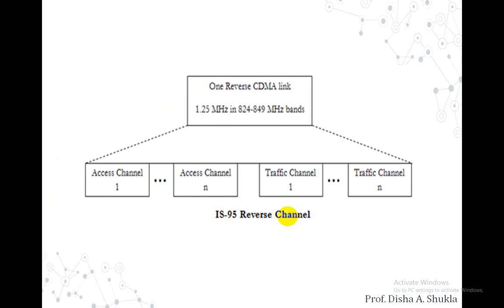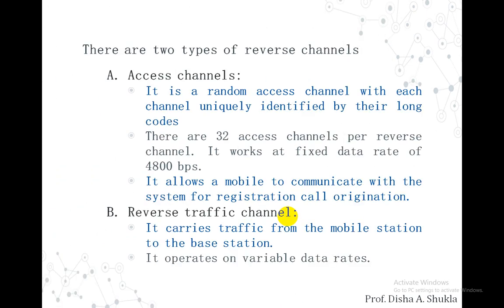Now this is how the reverse channel works, that is the IS-95 reverse channel. There are two types of reverse channels, the access channel and the reverse traffic channel. The access channel is a random access channel, with each channel uniquely identified by its long code. There are 32 access channels per reverse channel. It works at a fixed data rate of 4800 bits per second.